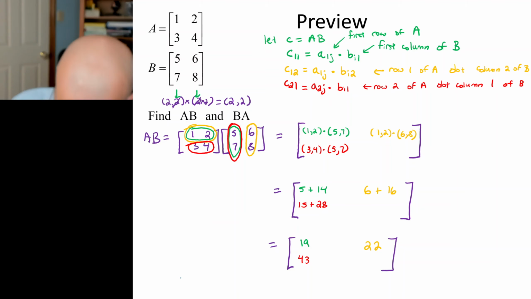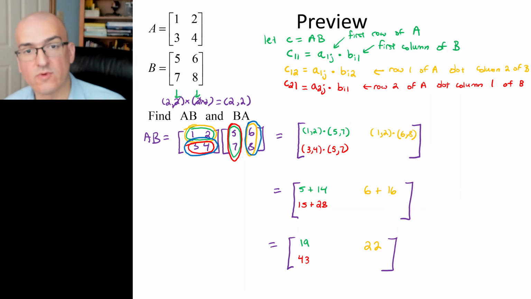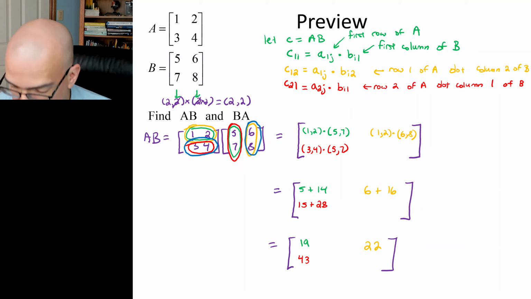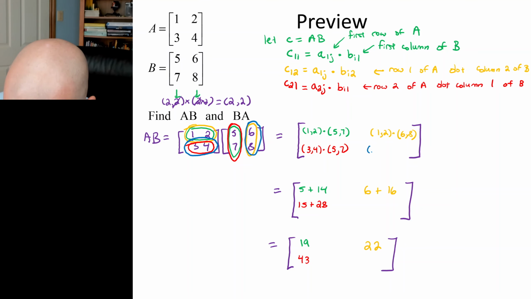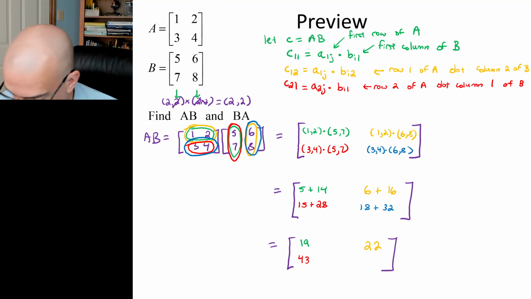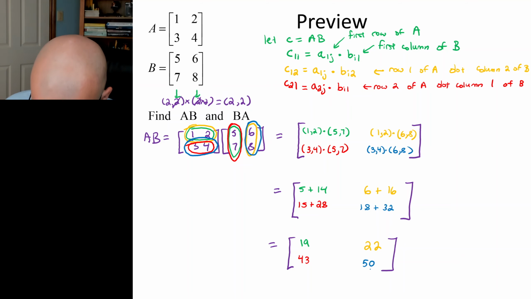And then take one more color. I still have blue, I'll use blue. Last row dot last column is going to go in the bottom right entry. So 18 plus 32, which is 50. And that's our answer.